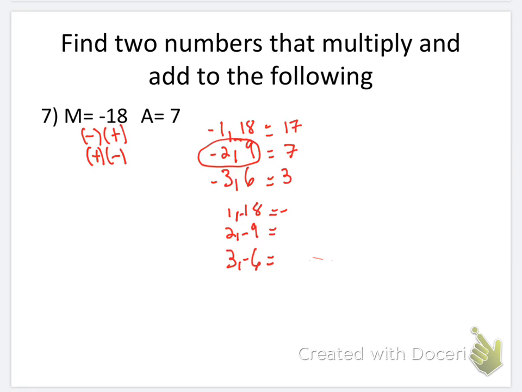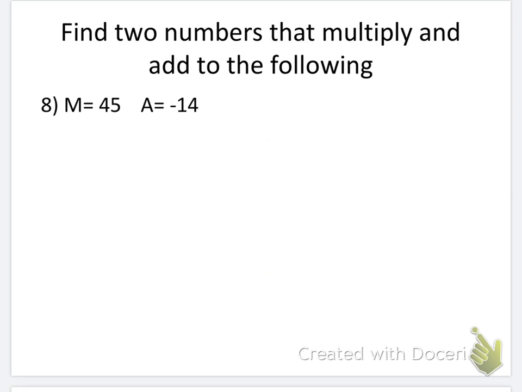1 plus negative 18, that's negative 17. 2 plus negative 9, that's negative 7. And then 3 plus negative 6 is going to give me negative 3. So the only one that gives me that positive 7 is that negative 2 and 9. We only have 2 examples left.